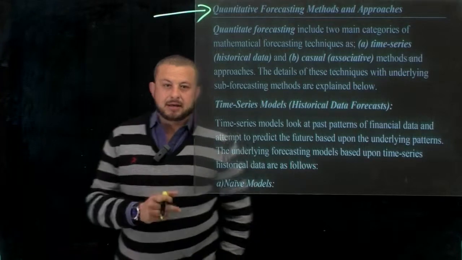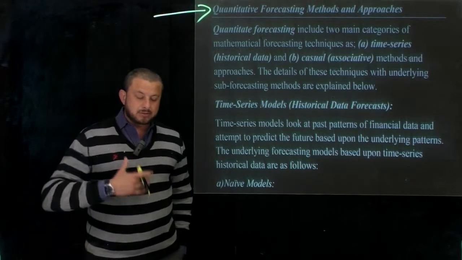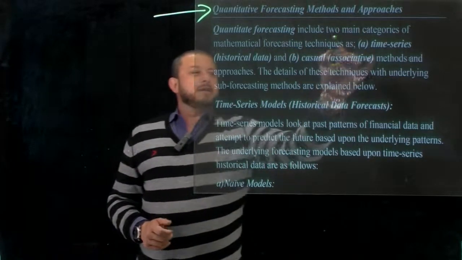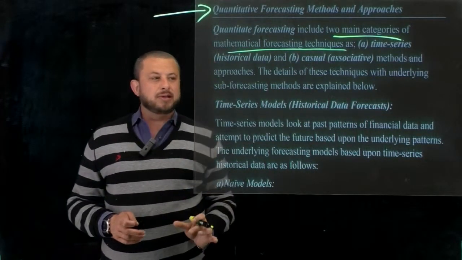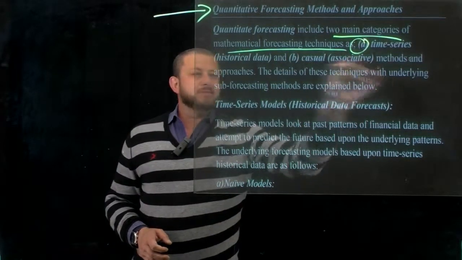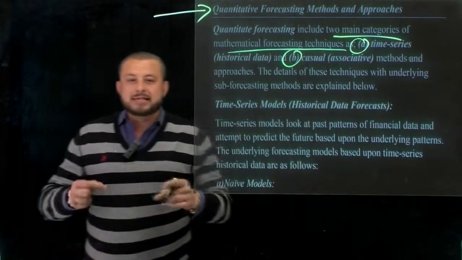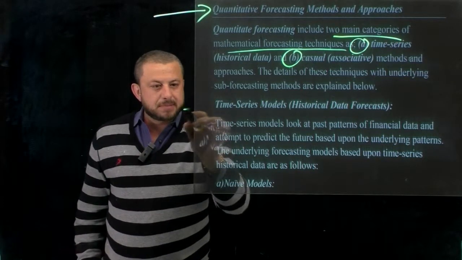Quantitative methods are the ones that utilize numbers, historical data, and certain approaches. There are two main categories of mathematical forecasting techniques in quantitative forecasting: A, time series historical data analysis, and B, causal or associative analysis. We're going to start with the time series methods first.